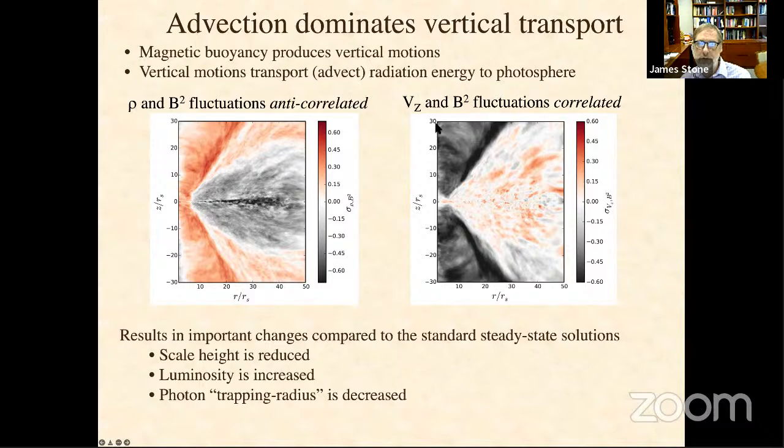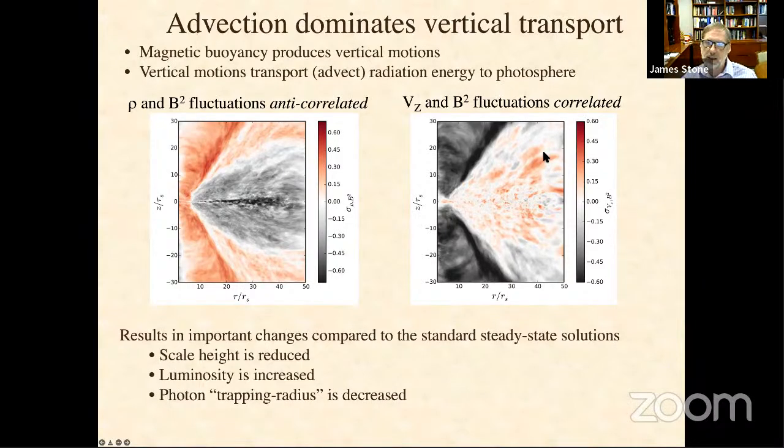And those bubbles of high magnetic field are positively correlated with outgoing velocity, Vz. So again, there are these red positive correlation functions between Vz and B squared, meaning that these low density bubbles where B squared is large are moving outwards in the disk, carrying radiation with them. They're low density, low optical depth regions filled with radiation that are transporting energy out of the disk.